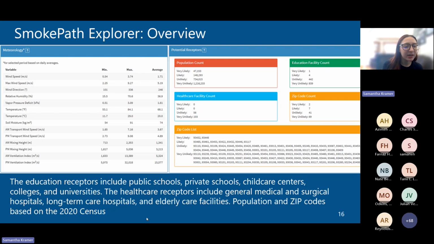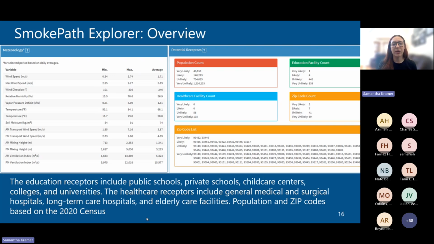For example, here, for wind speed, you can see that on average, the wind is about 1.7 meters per second, but it can range all the way up to 3 meters per second, or really calm winds. Similar to relative humidity, on average, it's about 36%. However, at the most, it's around 70% and as low as 15%. The goal with this is that you can compare different times of year to narrow in on what time of year is most likely to give you a good burn window.